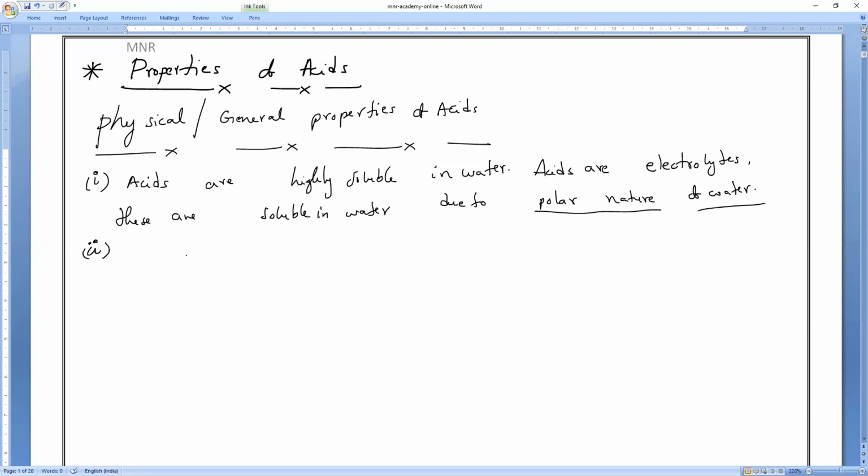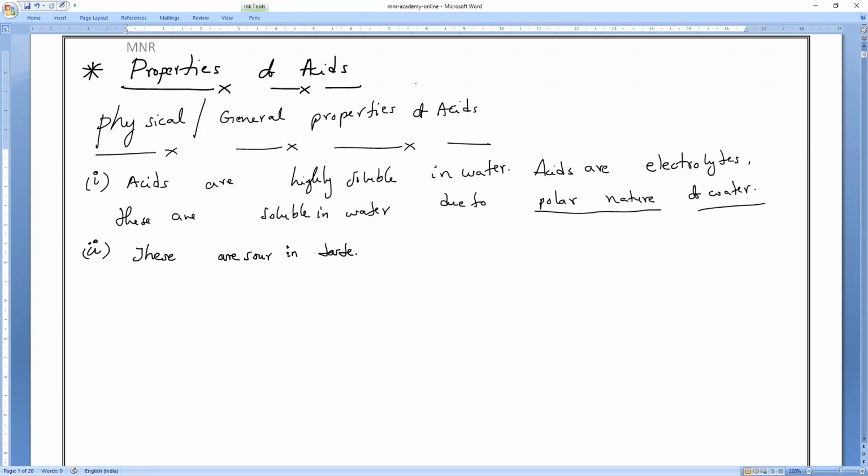Next, of course, all the acids we cannot taste, but of course, the organic acids we can taste. So if you taste, what is the taste of acids? Everybody? Sour. So that is the physical property. These are sour in taste.